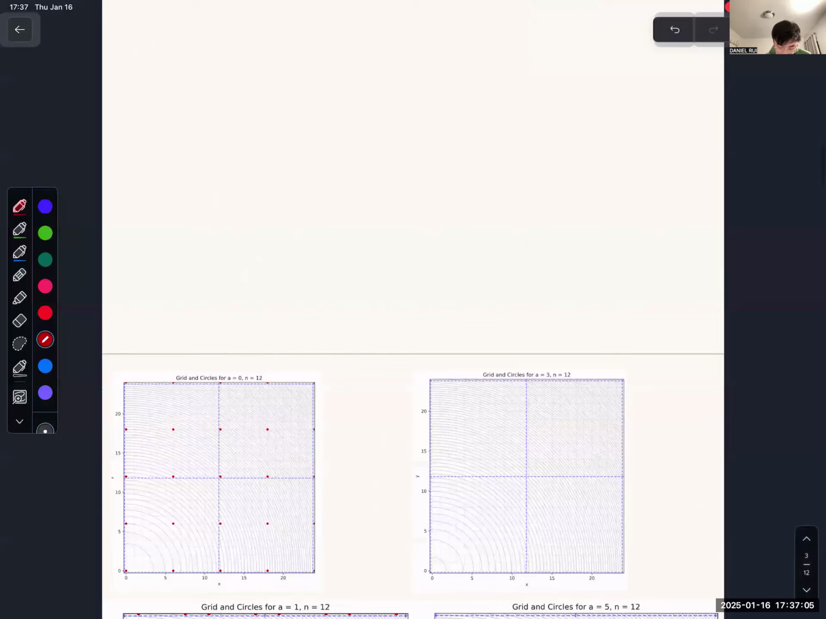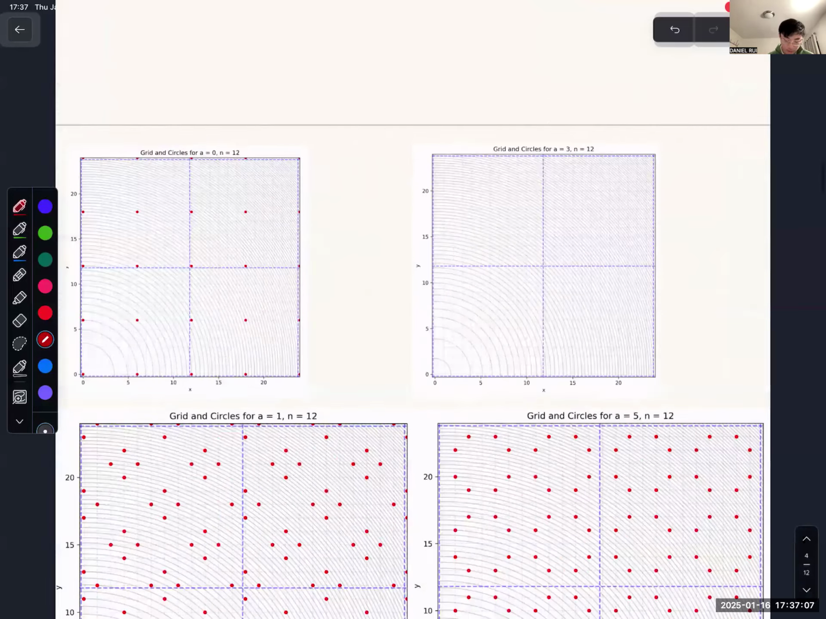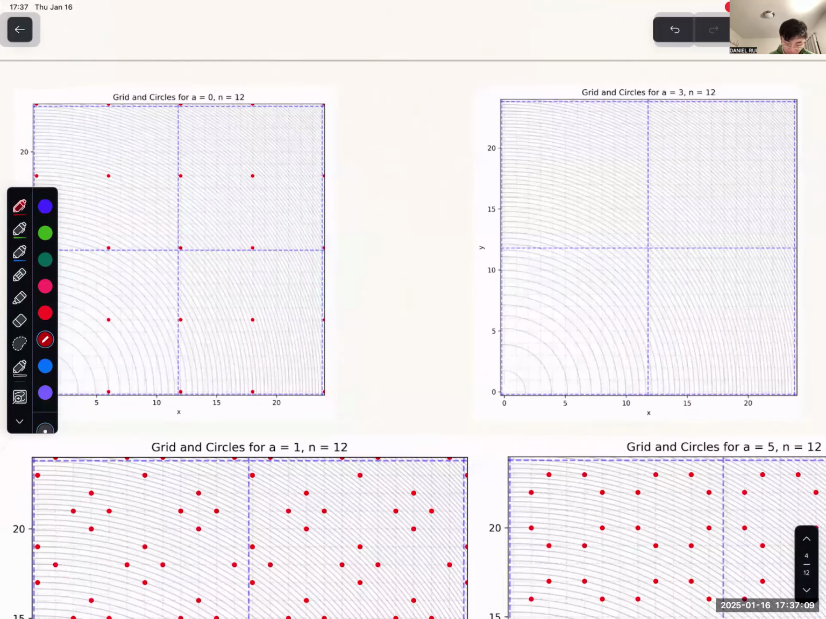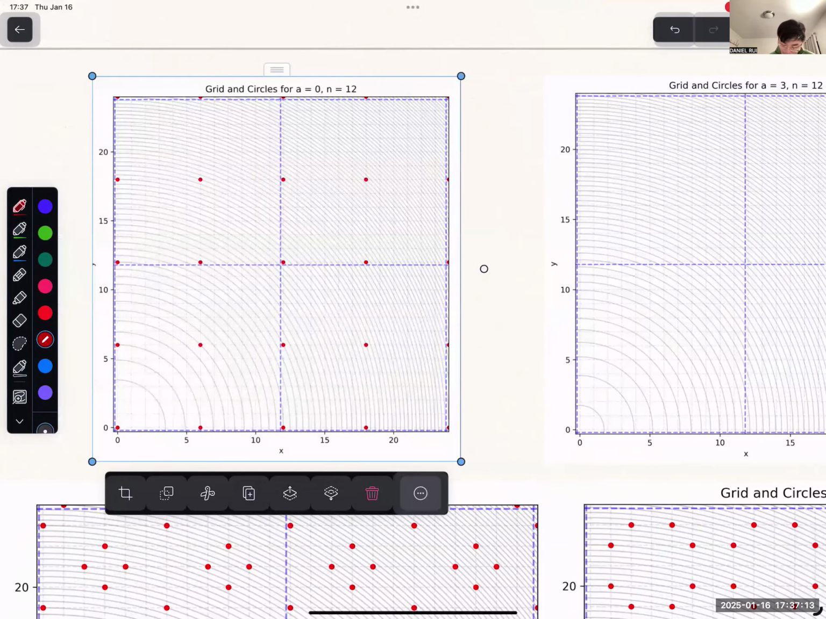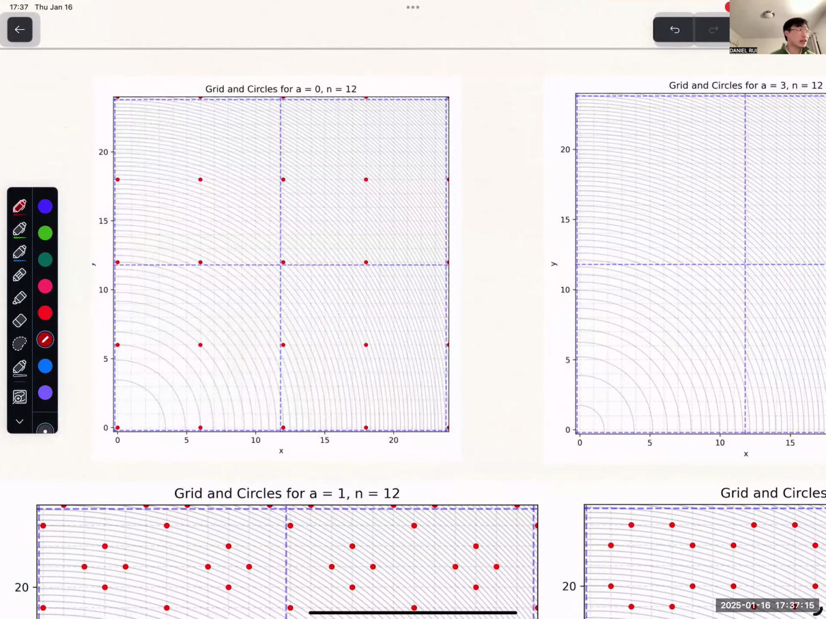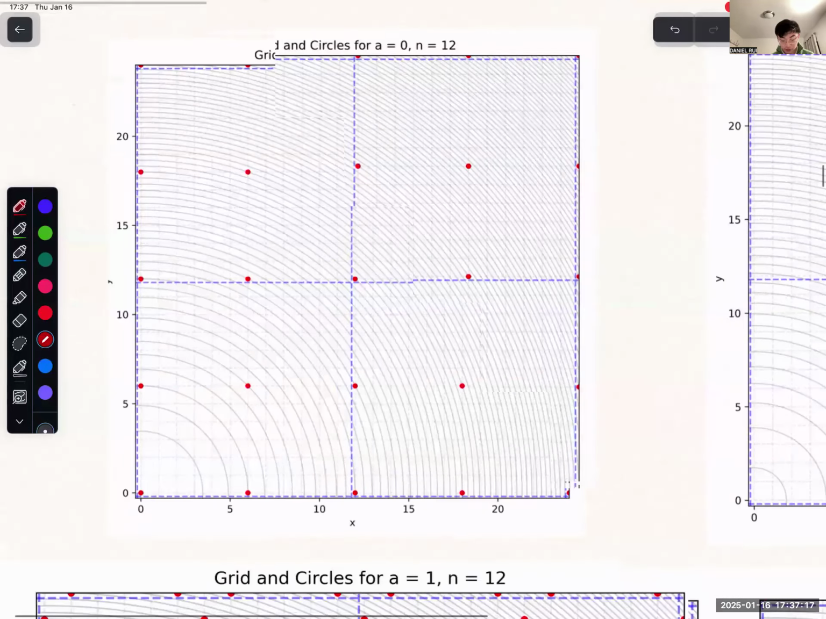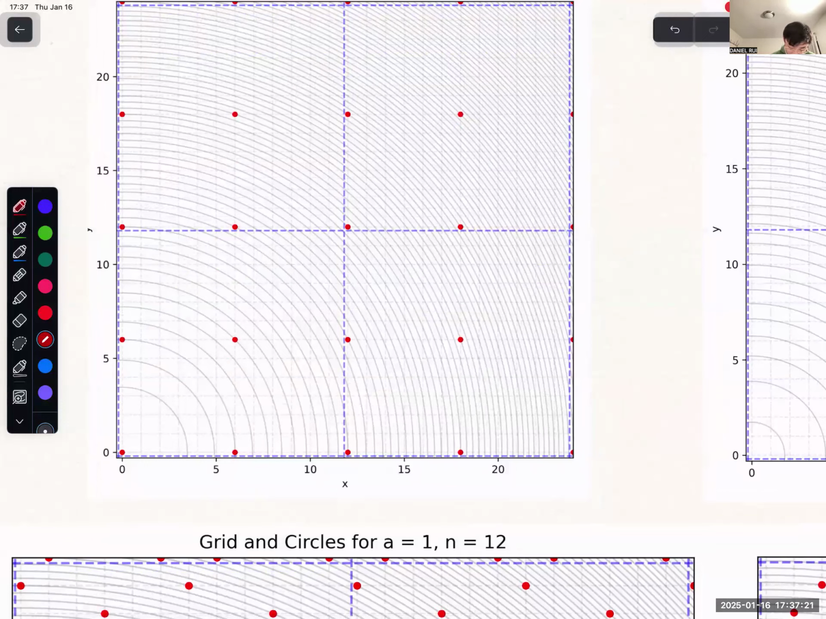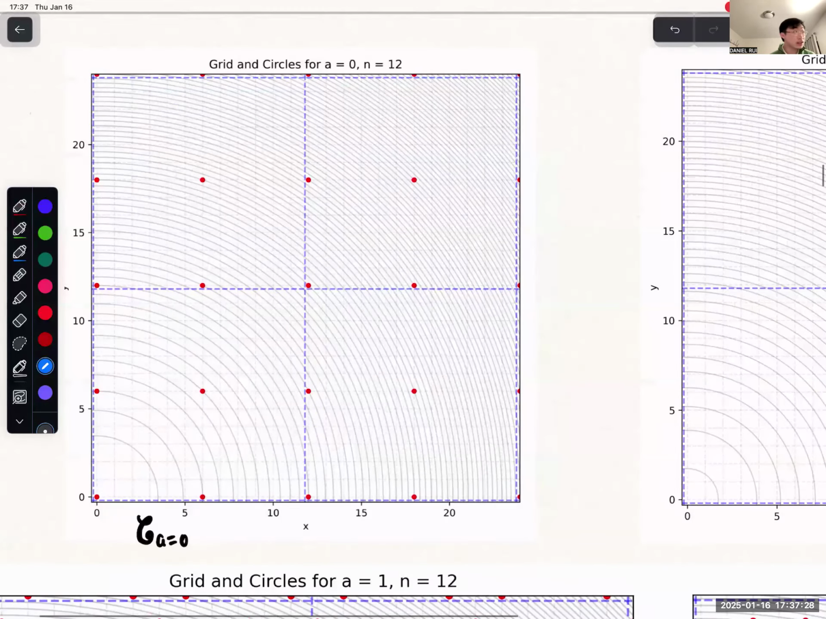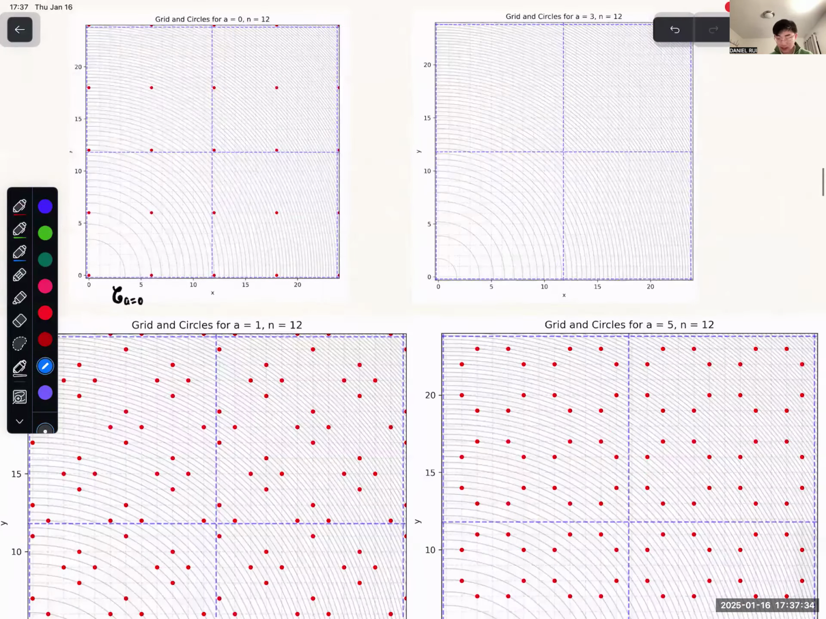I will see if I have some pictures. Okay, so for example, for n equal to 12, I have plotted in light gray all of the circles. So all of the gray points here are forming the collection curly C sub A equals 0. And the red points are integer points on the circles. Okay. And I have a bunch of examples here.